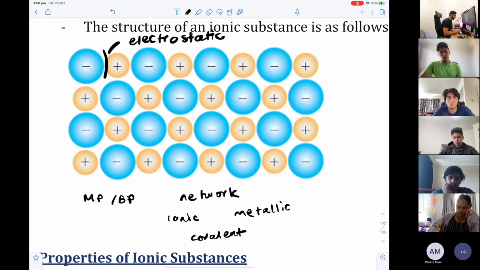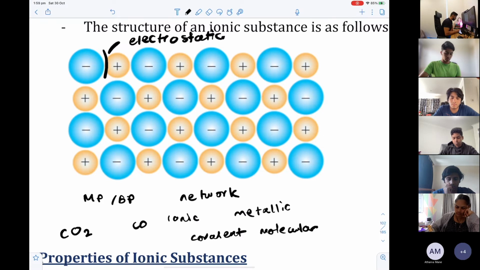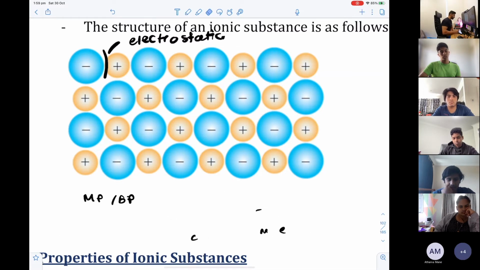Mithilesh, why are covalent molecular substances so low in their melting and boiling points? Because in between them, it's either dispersion or the other forces like dipole, or occasionally the hydrogen bonding. Very good, right? Because imagine if you have carbon dioxide, CO2. When you want to melt it, you're not breaking the intramolecular bonds between the carbon and oxygen. You're actually breaking the intermolecular bonds, which are between molecules, which are much, much weaker.